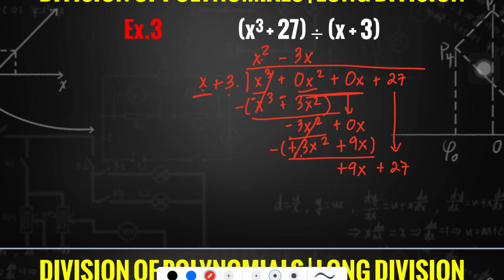Okay? So 9x divided by x, that's positive 9. 9 times x, 9x. 9 times 3, positive 27. Subtract them. This becomes negative, this one becomes negative as well. 9x minus 9x, 0 or cancel. 27 minus 27, 0 or cancel. Have we got any remainder? No remainder, because we've got 0 here. Thus, the final answer is x squared minus 3x plus 9.